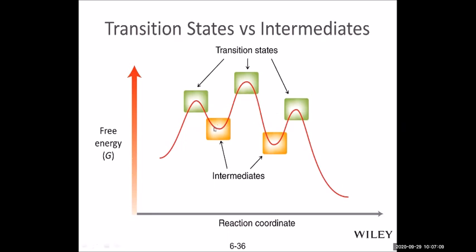Intermediates are relatively stable. They are low energy states. They are still higher in energy than the reactant or product, but compared with the transition state they are much more stable. Transition states are the peaks on the curves.